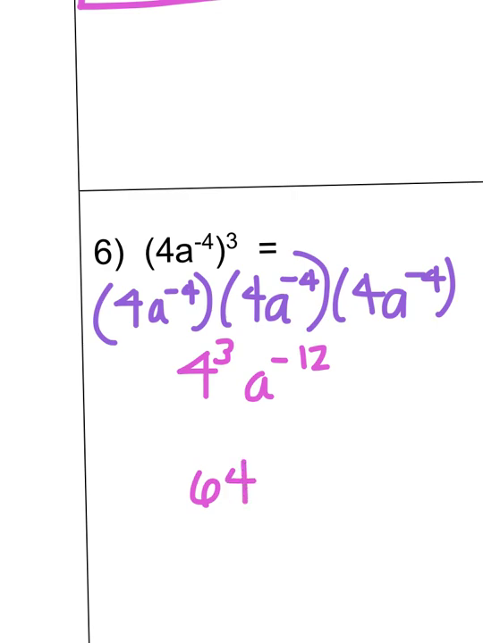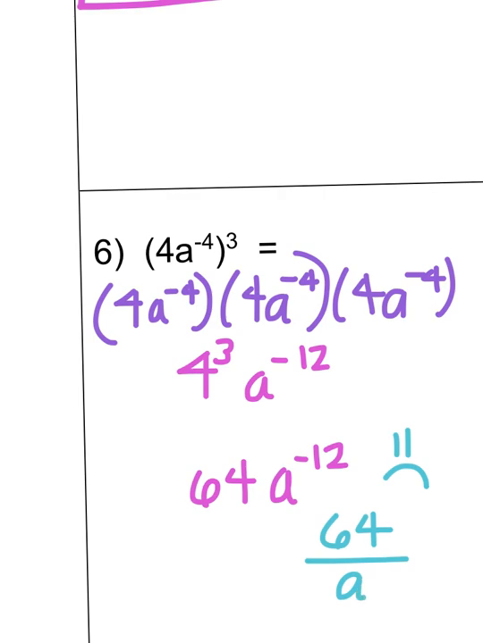And this would not be our final answer because he's not happy. He has a negative exponent. No negative exponents allowed. So 64 will be in the numerator, and a to the 12th will be in the denominator. This is our final answer.